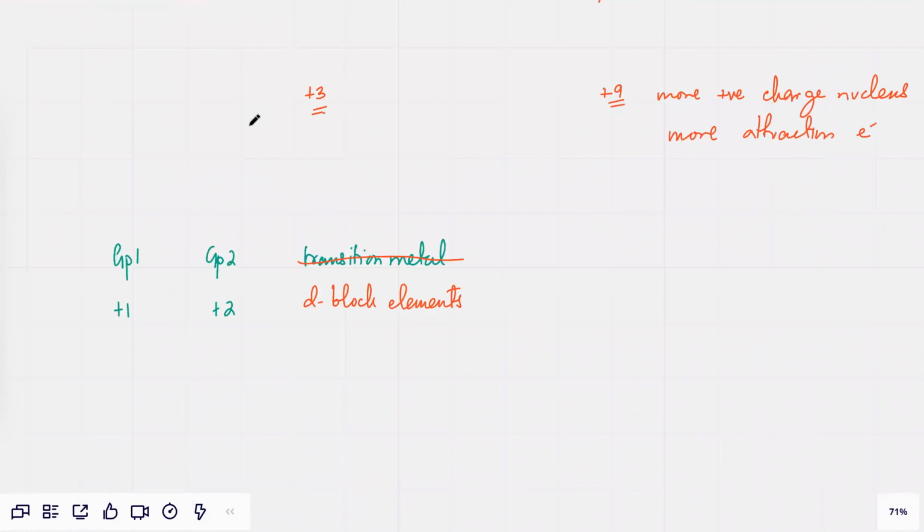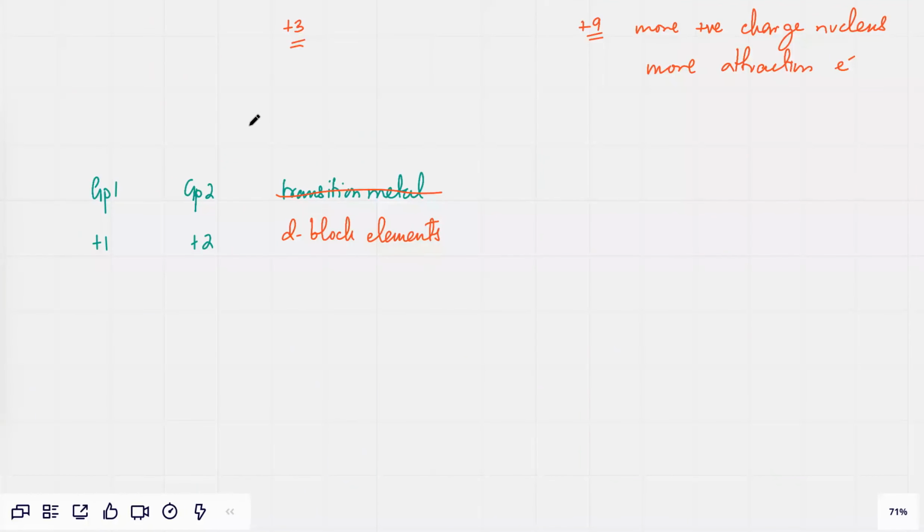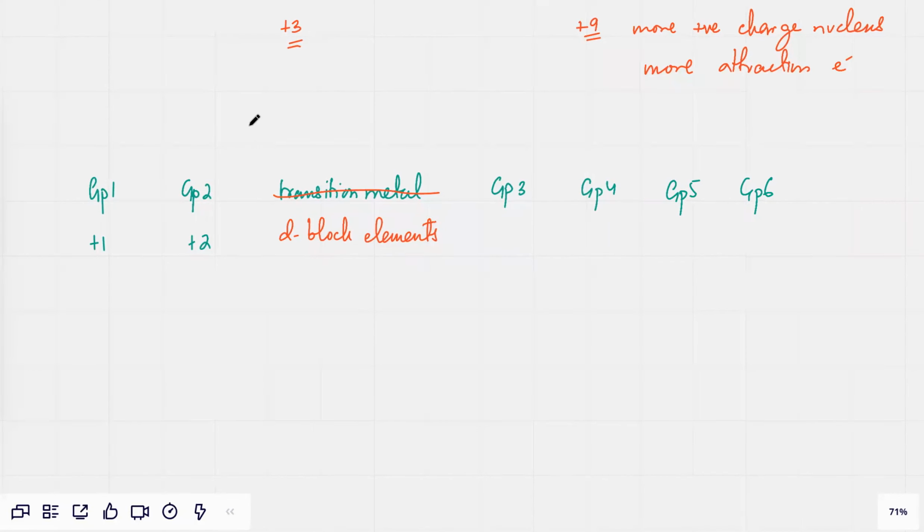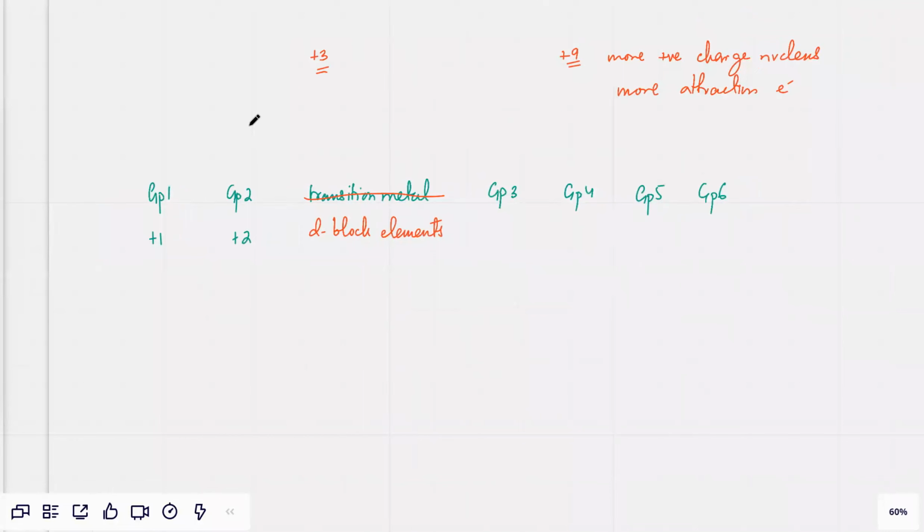So the proper term is D block elements. Make sure you start using this term instead of transition metals. I'm going to explain that later on, but for now, start using this term. Then you've got group 3, you've got group 4, you've got group 5 and 6, and there's group 7.